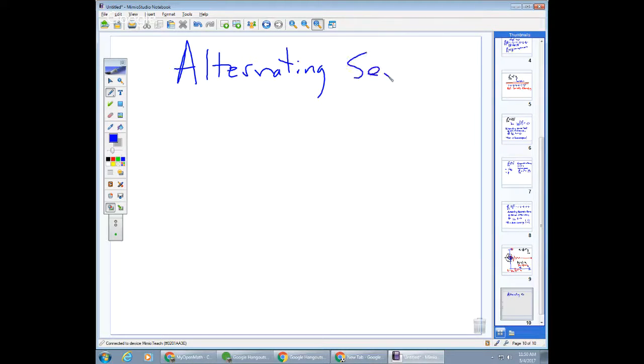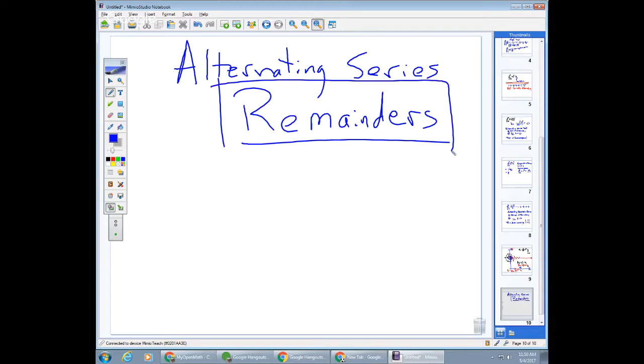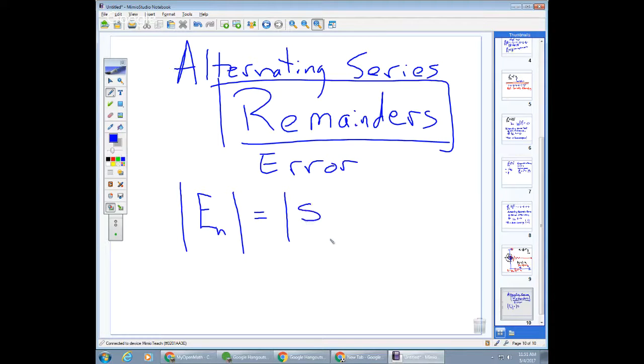Alternating series remainders. Remainder is really another term for error, how far off we are. My error for any number of terms, in absolute value, because I'm alternating signs, is always equal to the difference between the actual sum and whatever partial sum you're at. That's my infinite tail after wherever I stopped.